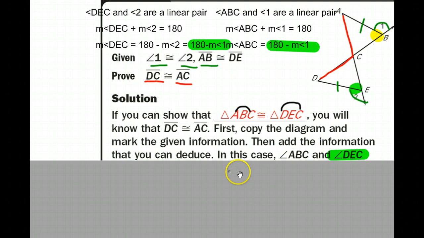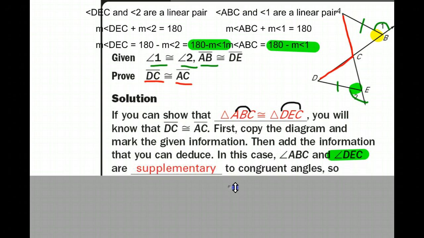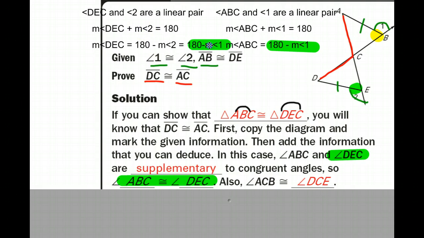So that means that since angles ABC and DEC are supplementary to congruent angles, these two angles themselves must also be congruent to each other because they have the same angle measurement. Okay? So far we have another pair of corresponding angles as being congruent.